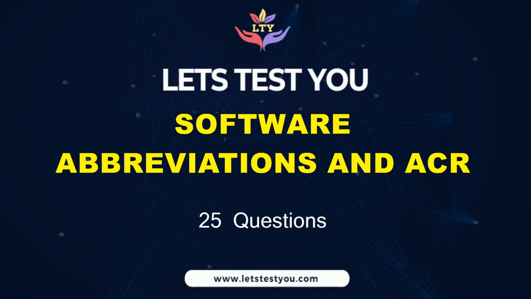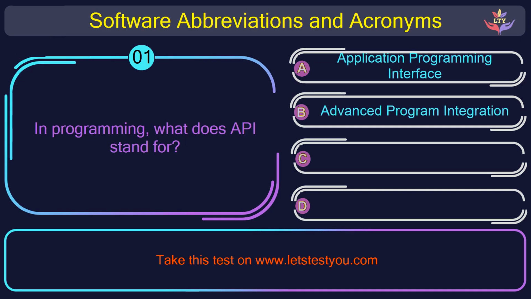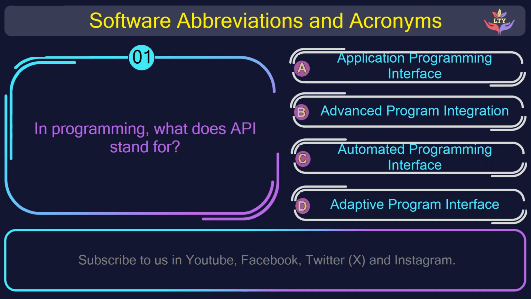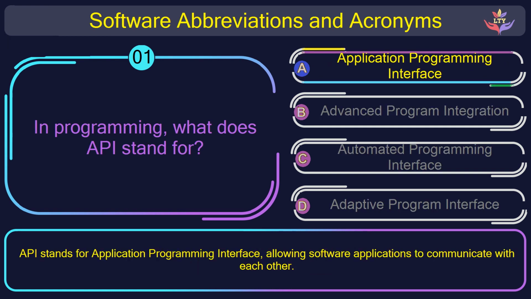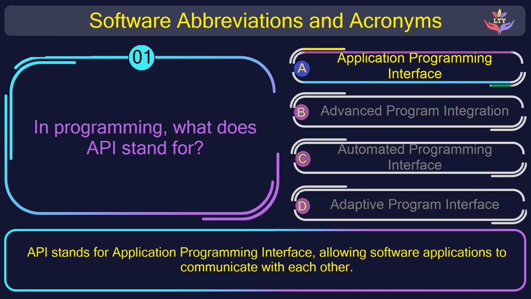Get ready to challenge yourself with 25 questions on software abbreviations and acronyms. Software abbreviations and acronyms. Question number 1. In programming, what does API stand for? The correct answer is option A. Application Programming Interface. API stands for Application Programming Interface, allowing software applications to communicate with each other.